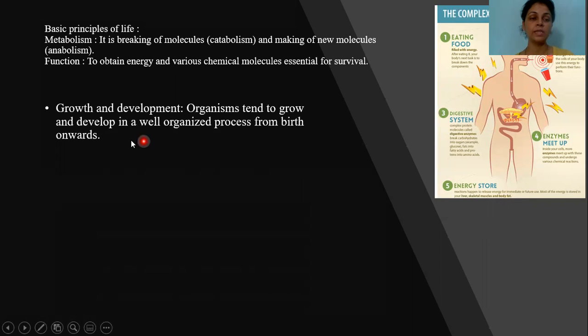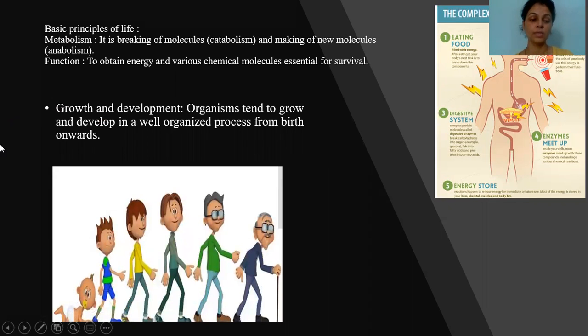Next comes growth and development. We know that organisms tend to grow and develop in a well-organized process from birth onwards. That is from the fetus stage. Fetus यानी unborn. Then comes the infant stage यानी newly born. वहां से लेके adult stage तक there is growth and development taking place in living organisms. You can see here right from infant to adult stage. ये जो सारे stages हैं, they come under growth and development.